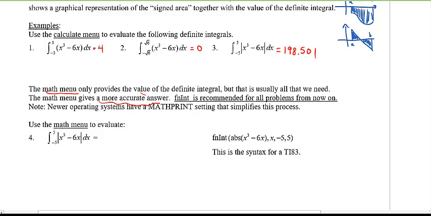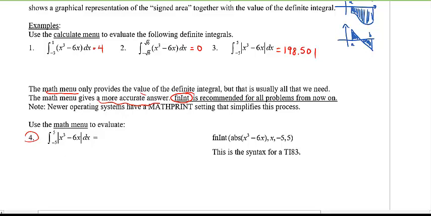Okay? And the math menu uses this notation FNINT. And this is actually what's recommended for the AP exam and all the problems from now on. Not the actual calculate menu, but the FNINT. Okay? So let me show you where that is, and we're going to do question number 4, which is exactly the same thing as number 3.